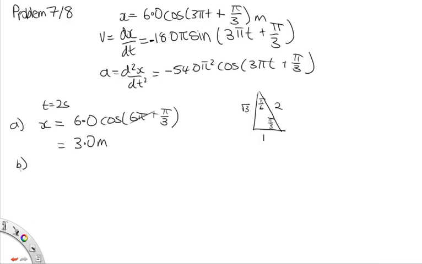Part B says find the velocity at this time. So the velocity is equal to minus 18.0 pi sine(6 pi plus pi on 3). Once again, the 6 pi doesn't matter. That's going around the circle 3 times. So sine of pi on 3 is opposite over hypotenuse, so root 3 on 2. So this is minus 18.0 pi times root 3 on 2. So it's minus 9.0 pi.